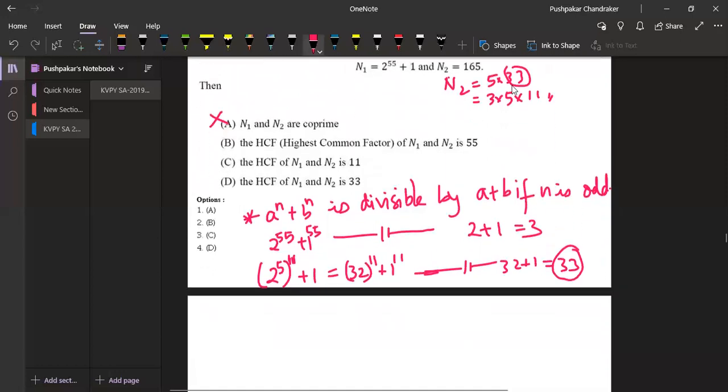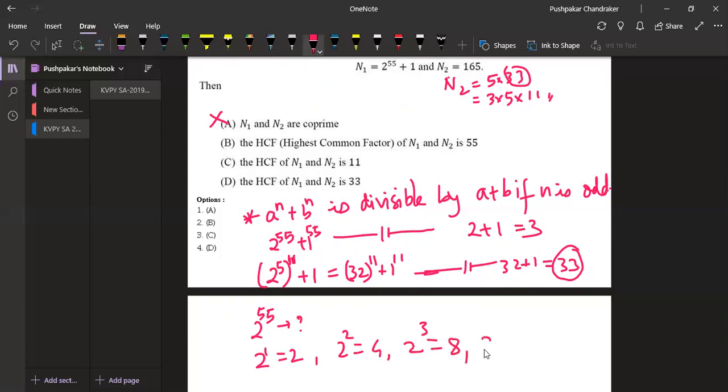See, n2 is made up of 5 and 33 because you have to find HCF here. So 33 is already common. Now we have to check whether 5 is also common. How to check? You can notice here 2 power 55. You can find the last digit of this. How to find? We know 2 power 1 is 2, 2 power 2 is 4, 2 power 3 is 8, 2 power 4 is 16, so last digit is 6. And after that it keeps repeating. 2 power 5 will be 32, last digit 2. So this is called cyclicity nature. So the powers of 2 keep repeating after 4 consecutive powers.